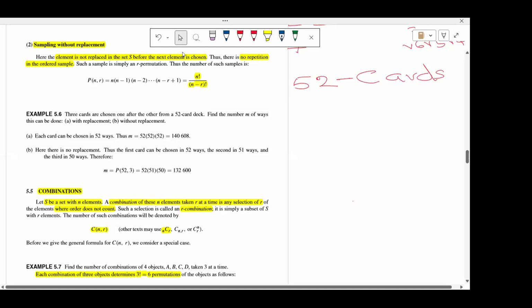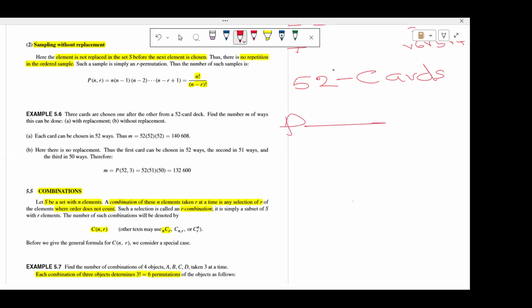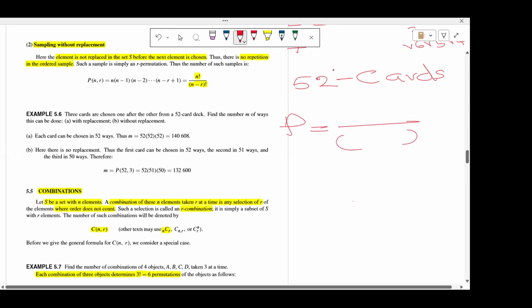Maybe this type of question we apply in probability as well, right? So let's say probability is equal to the total number of possible outcomes, the sample space, over that particular event, right?